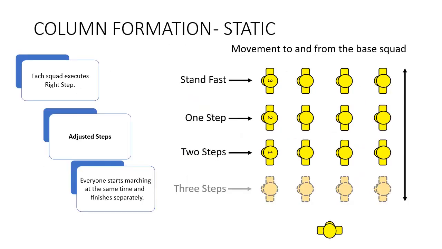In column formation, closing and extending interval is accomplished by squads and not by ranks, so counting off is not necessary. The command is close interval march. Each squad executes right step to close and left step to expand. Steps are evenly adjusted to obtain proper interval. The number of steps for each squad is indicated here. The base squad stands fast. The commander marches forward and backward at half step to remain centered on and 3 steps away from the formation.